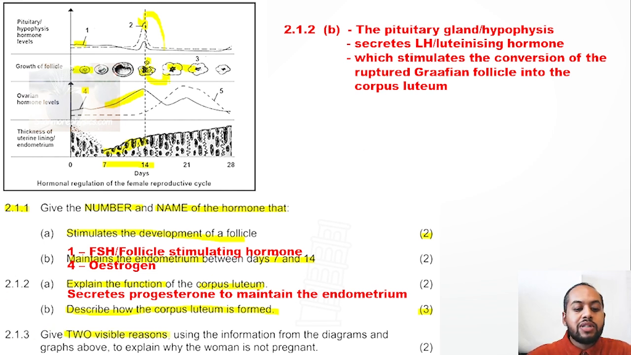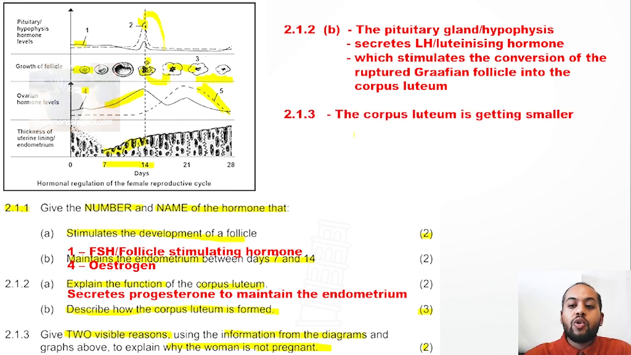2.1.3, give 2 visible reasons using the information from the diagrams and graphs to explain why the woman is not pregnant for 2 marks. So the woman is not pregnant. Firstly, you're going to be looking at your corpus luteum. You can see there the corpus luteum is shrinking and disappearing. Secondly, you look at your levels of progesterone. Your levels of progesterone are dropping towards the end of the menstrual cycle. So there you have 2 reasons. The corpus luteum is getting smaller. Progesterone levels are dropping. 2 visible reasons that we took from the diagram.